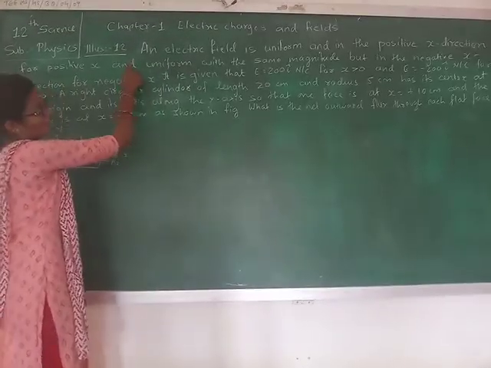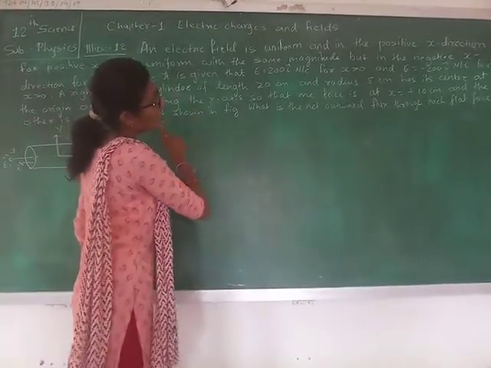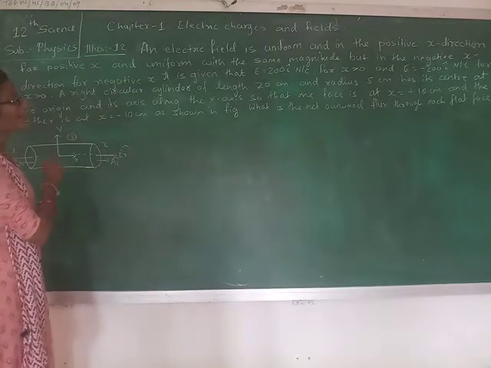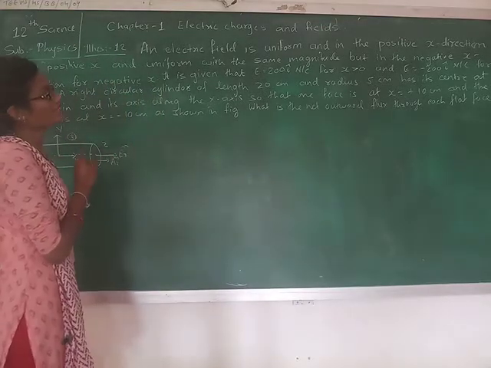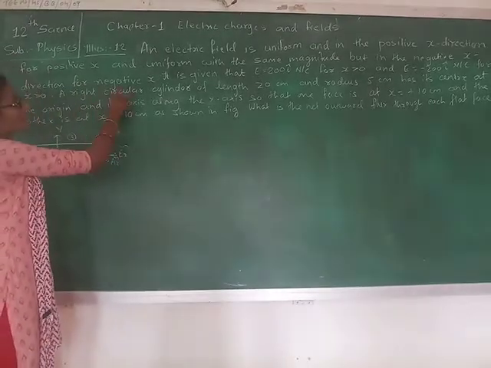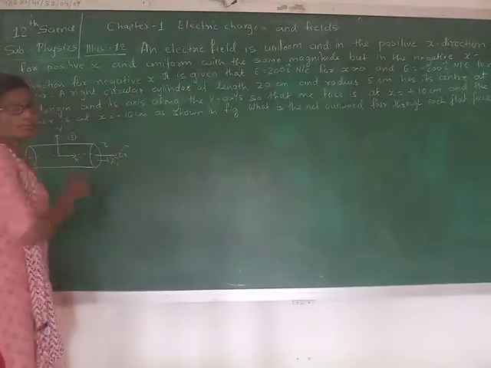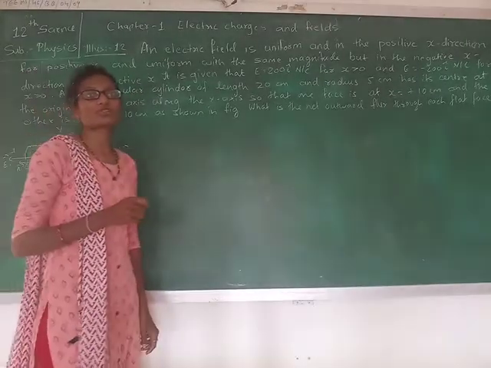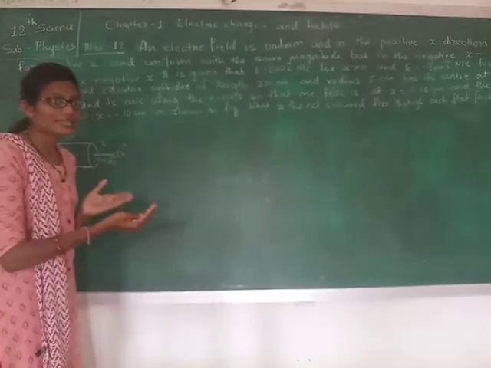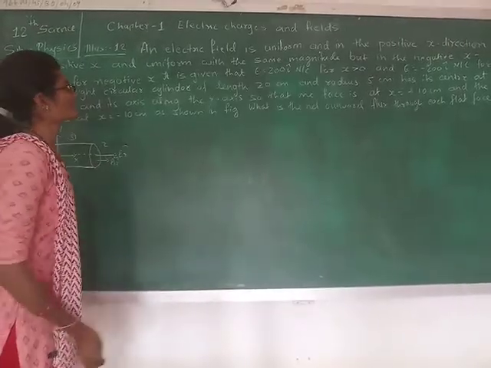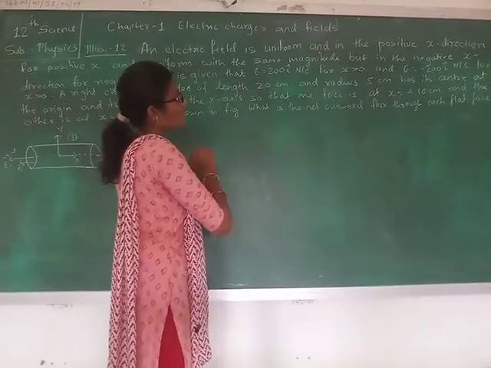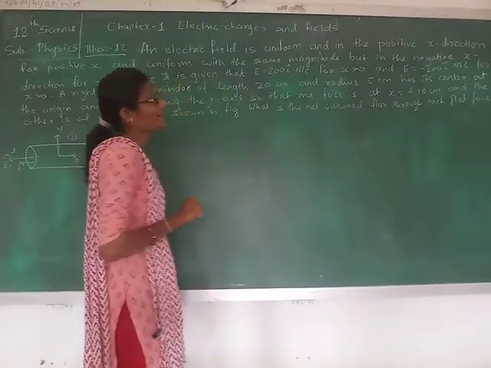An electric field is uniform and in the positive x direction for positive x, and uniform with the same magnitude but in the negative direction for negative x. That means here we are having the electric field along the x-axis, along the positive x-axis also, along the negative x-axis. It is given that E equals 200 i Newton per coulomb for x greater than 0.